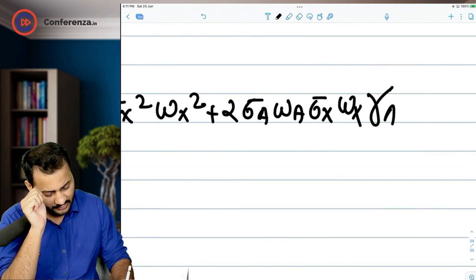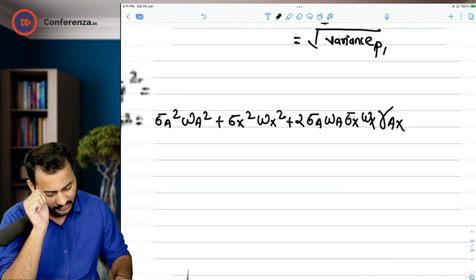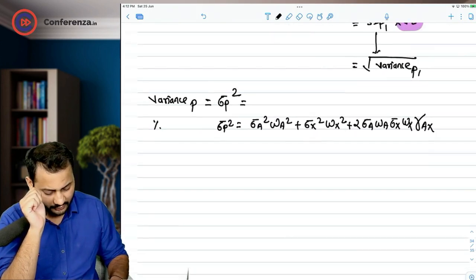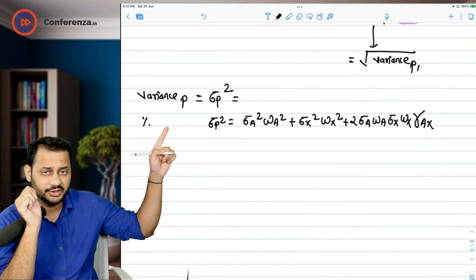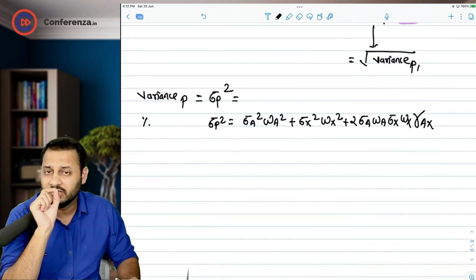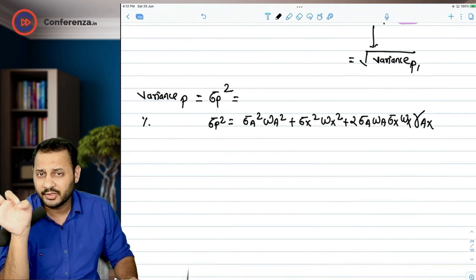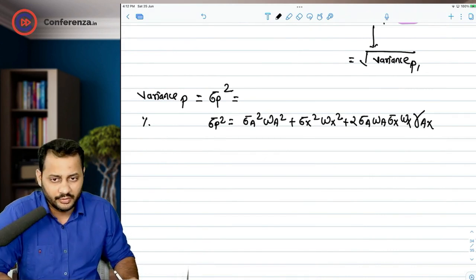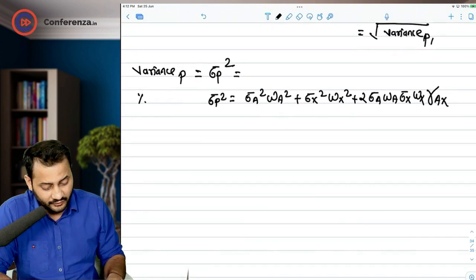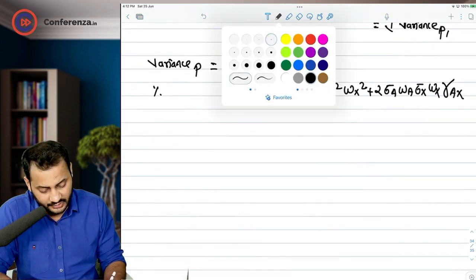And then RAX. Am I right? This was the formula of calculating portfolio standard deviation. This is what we learned in the basics before the risk management chapter. Okay, cool. But this is not what we are going to use in here.